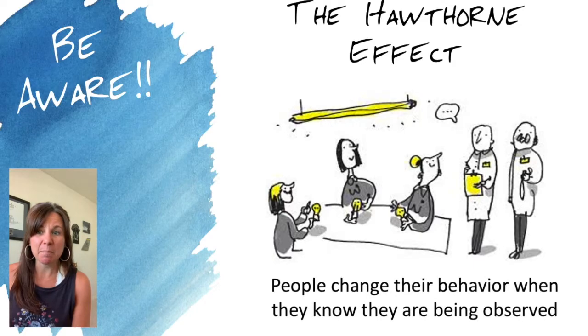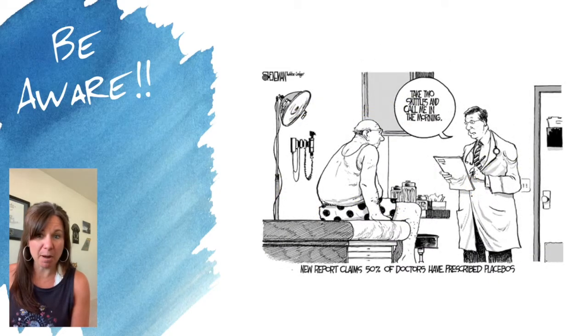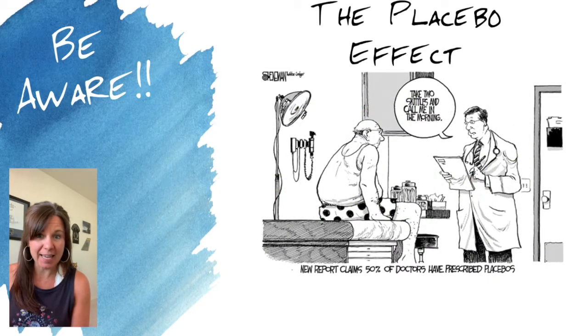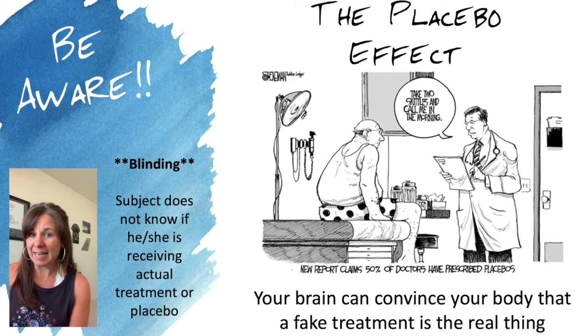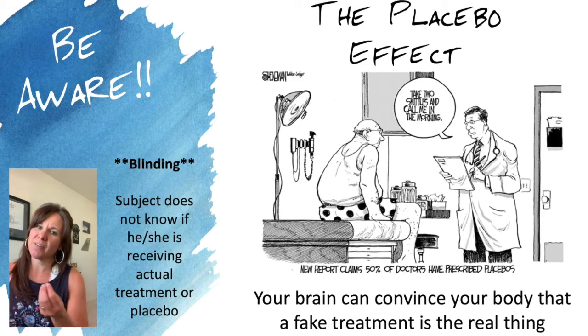Or this is what we call the Hawthorne effect. This is basically that people can change their behavior when they know they're being observed. And then something you've probably heard about before is the placebo effect. And that's that the brain can convince your body that a fake treatment is the real thing. It's crazy. So as you're reading articles about different drug trials or whatever, you could look for something called blinding. And this is to make sure that the subject doesn't know if he or she is taking the real thing or the fake thing, something to look out for.